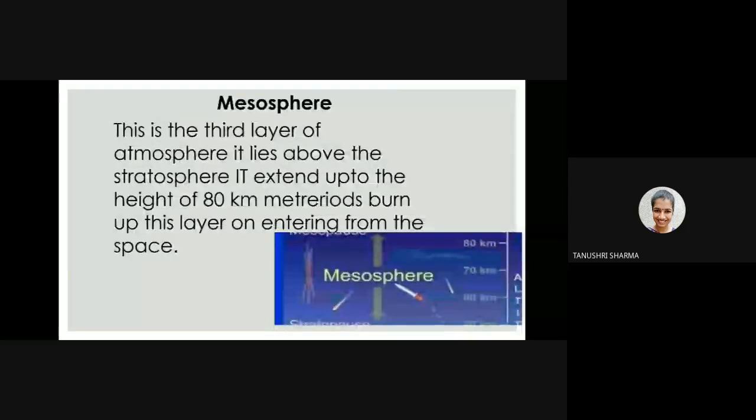So the third layer is the mesosphere. This layer is the third layer of the atmosphere. It lies above the stratosphere. It extends up to a height of 80 km. Meteoroids burn up in this layer on entering from space.